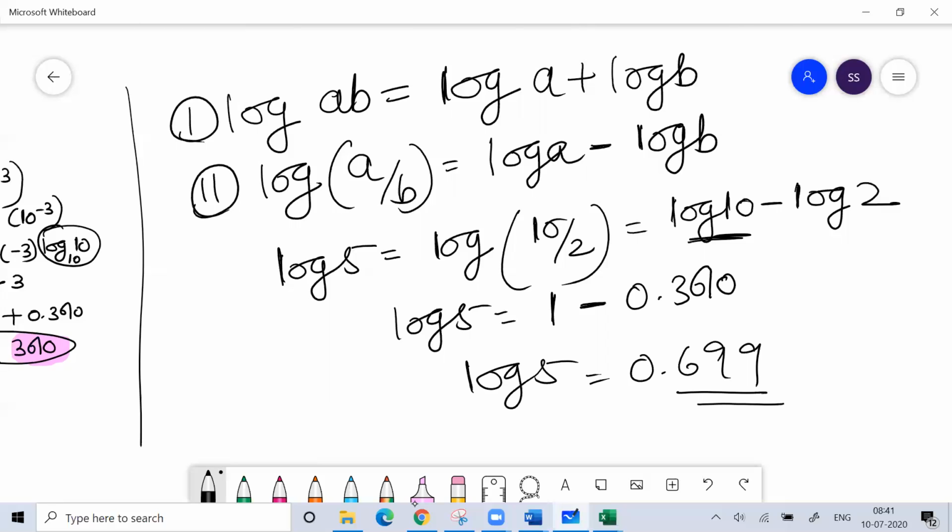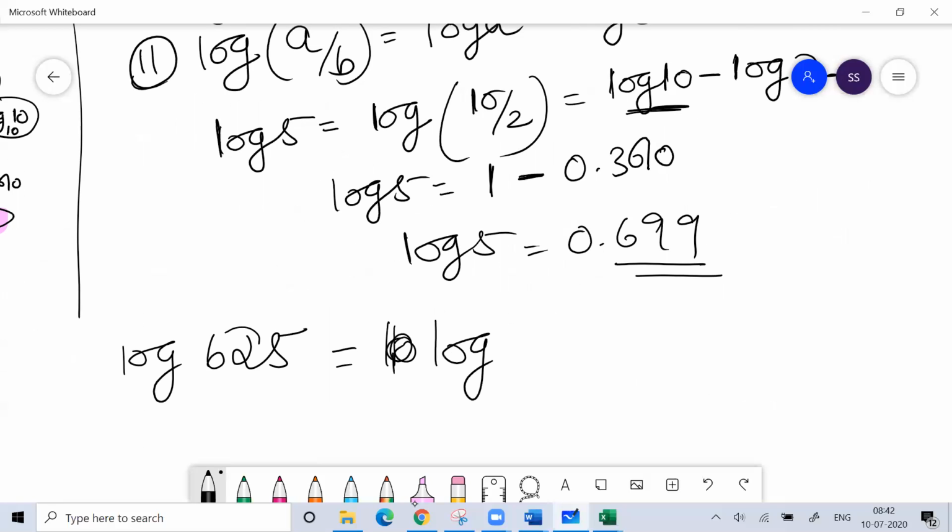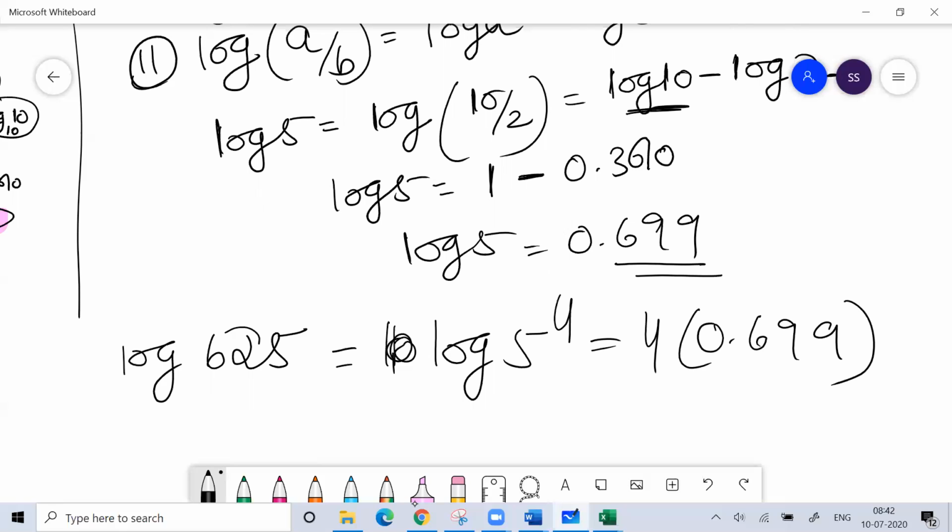If you know log 5, you can do log 625. Why? Because log 625 is nothing but log 5 to the power 4. So log 625 is nothing but 4 into 0.699.